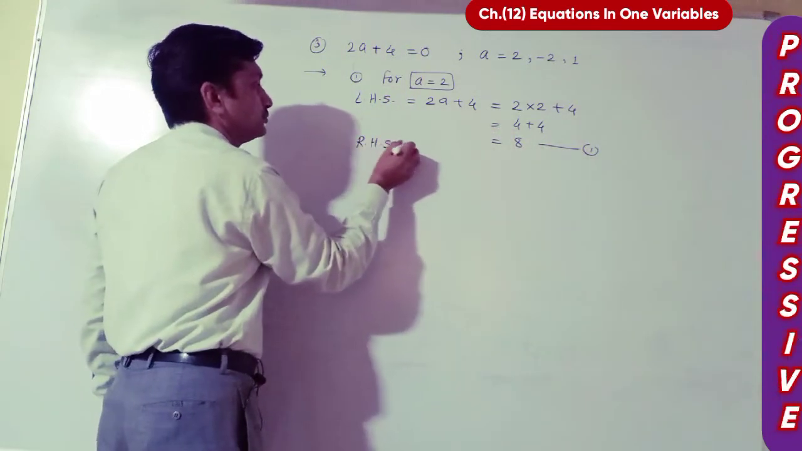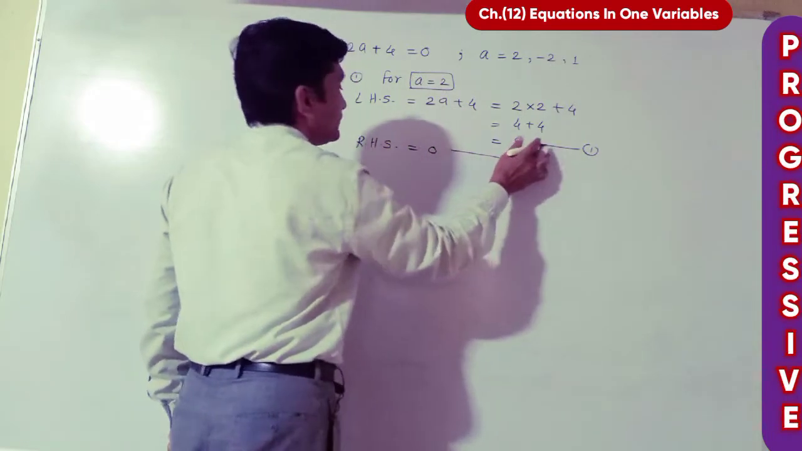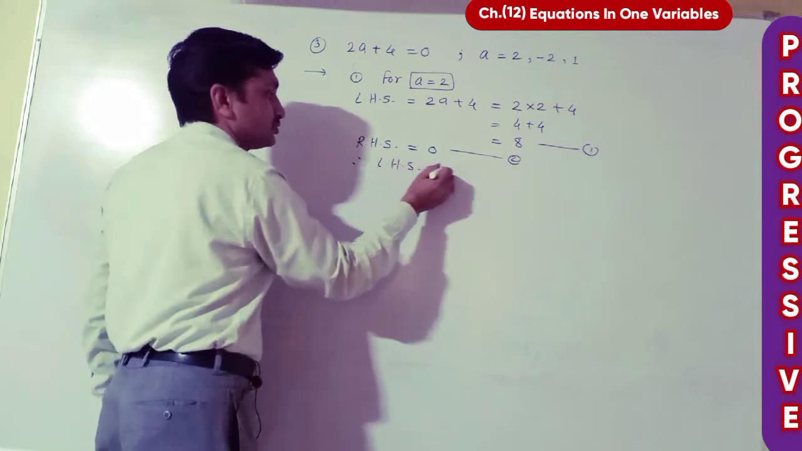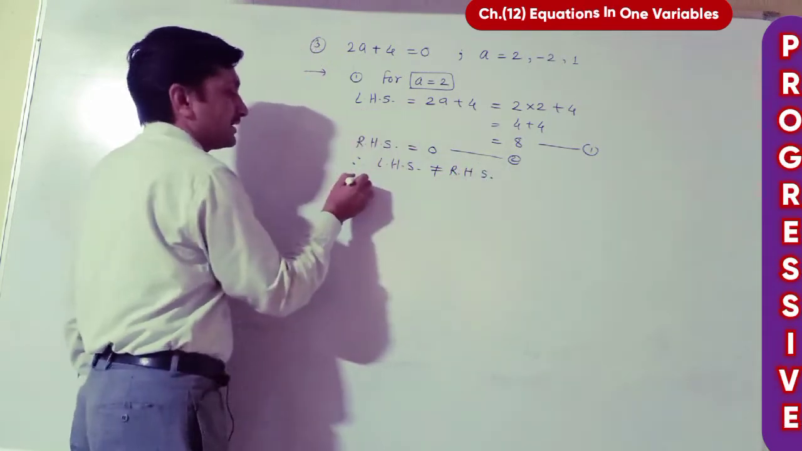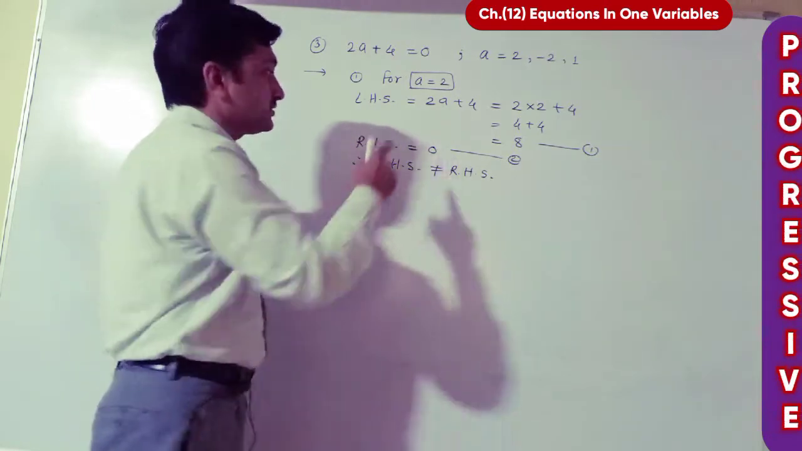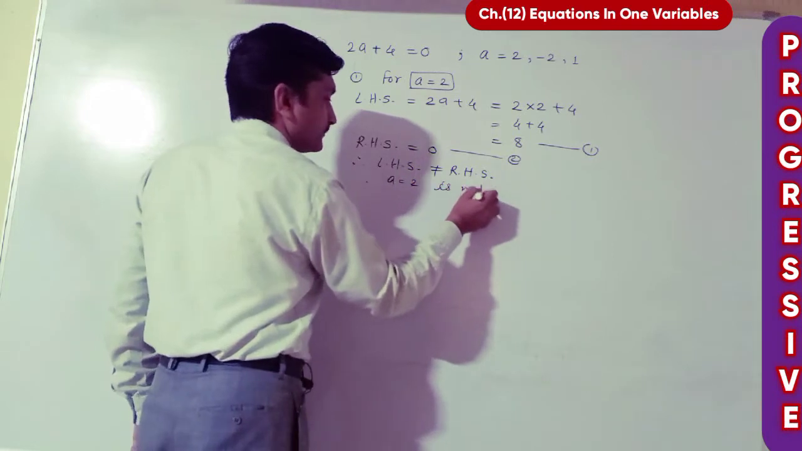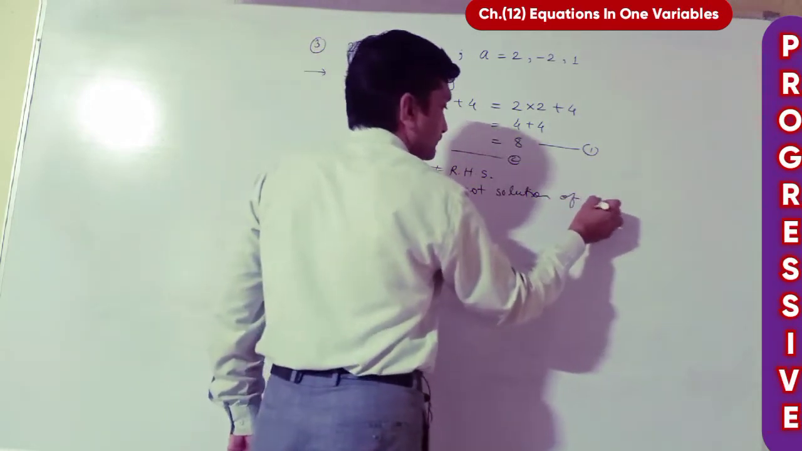RHS is 0. Number 2. Now LHS, RHS are not equal. Therefore LHS is not equal to RHS, left hand side, right hand side. And as these sides are not equal, a is equal to 2 is not a solution of the equation.